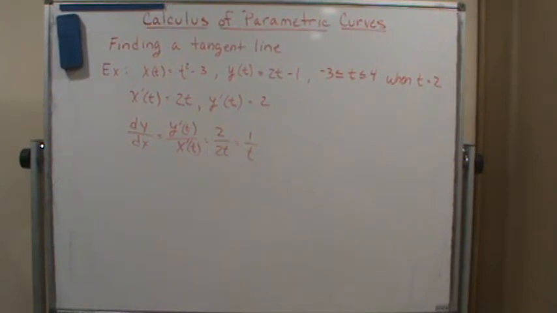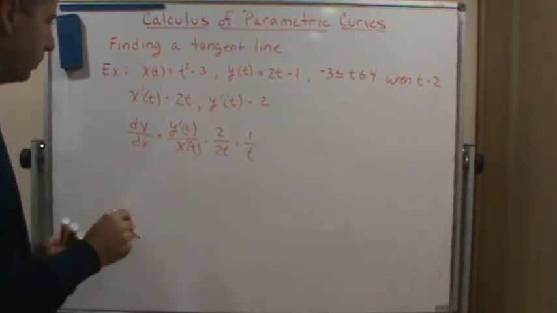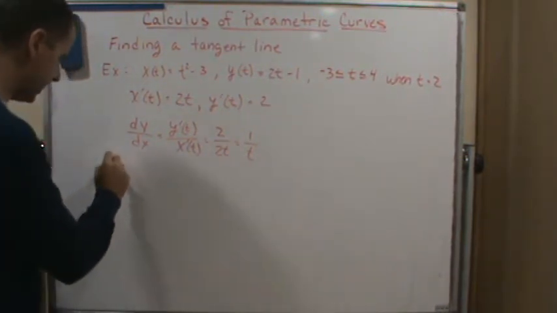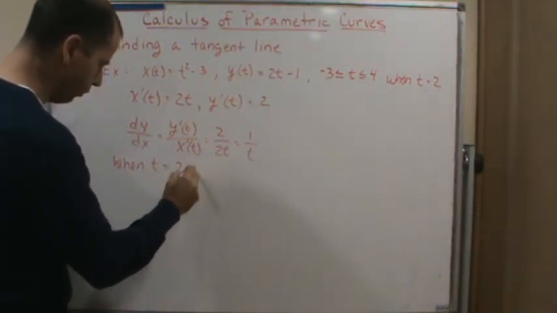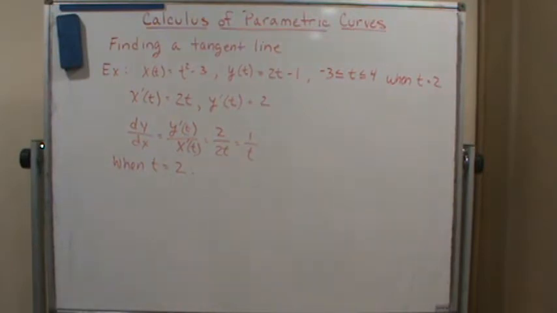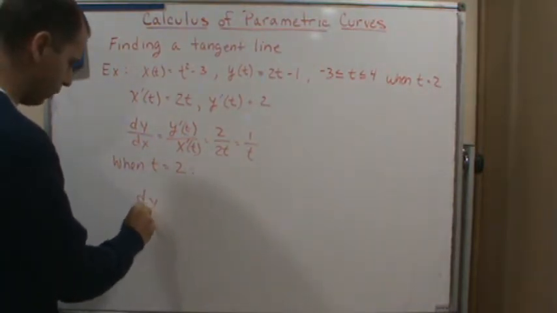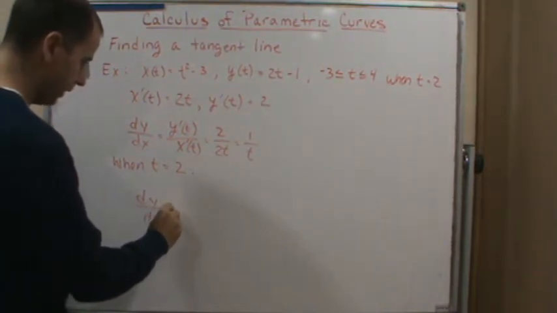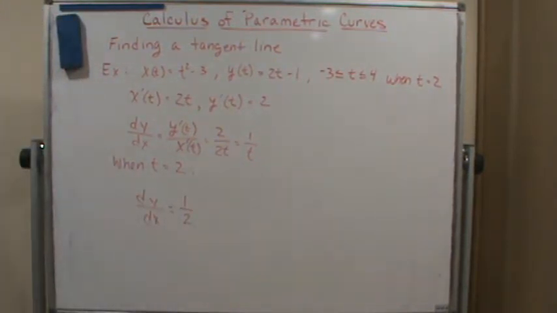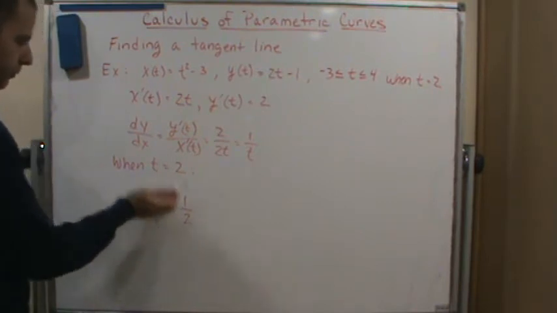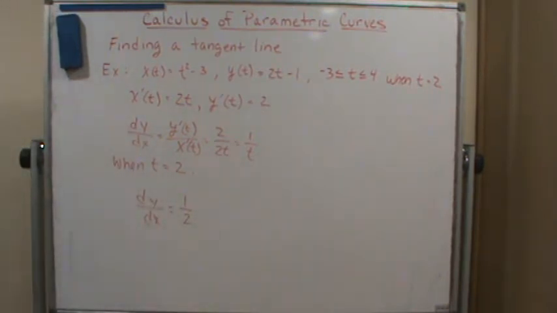Now, what's the slope? When t is equal to 2, what do we get? Well, the slope, dy/dx, is equal to 1/2. So we've got the slope of our tangent line.